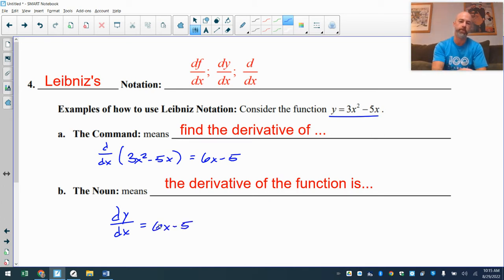So there's the two different notations. One of them is a command saying find the derivative of this thing. The other one is the noun, meaning we already have the derivative, and the derivative is this thing.